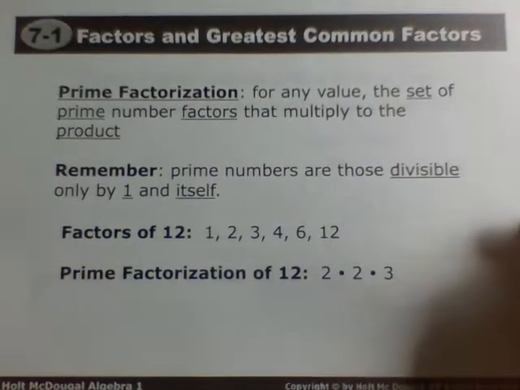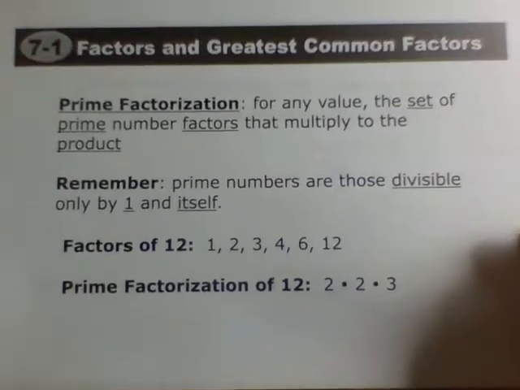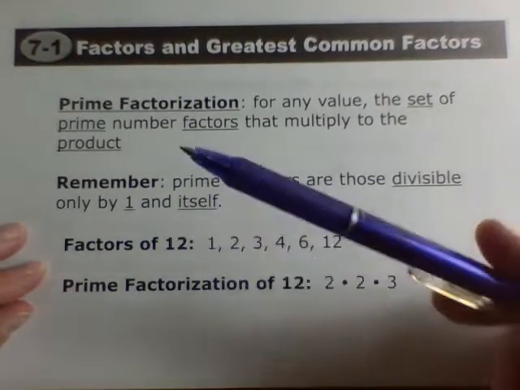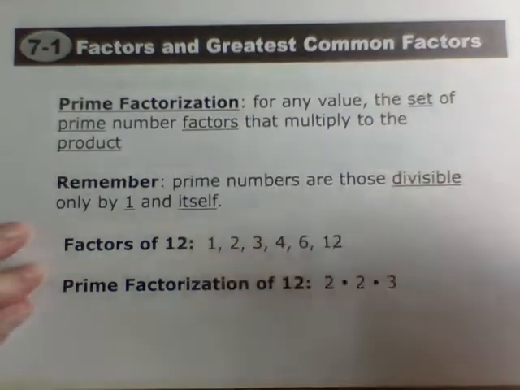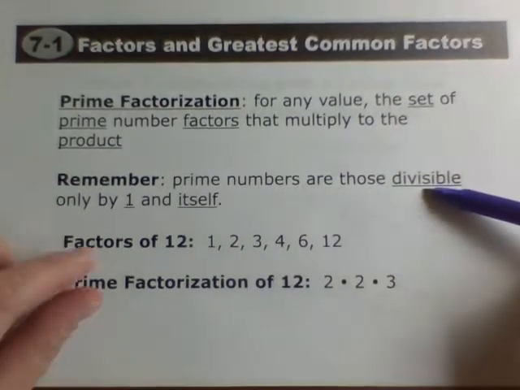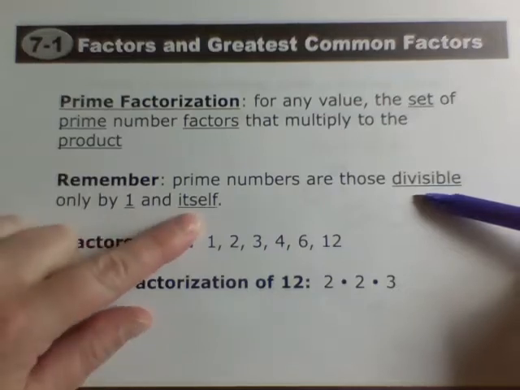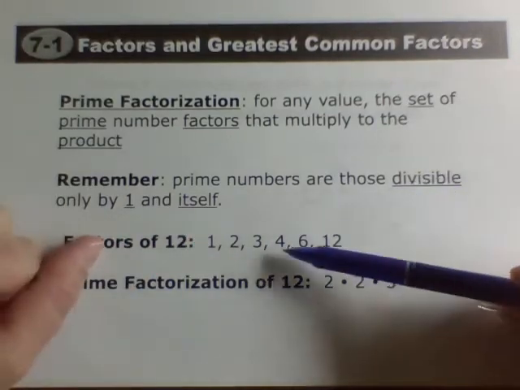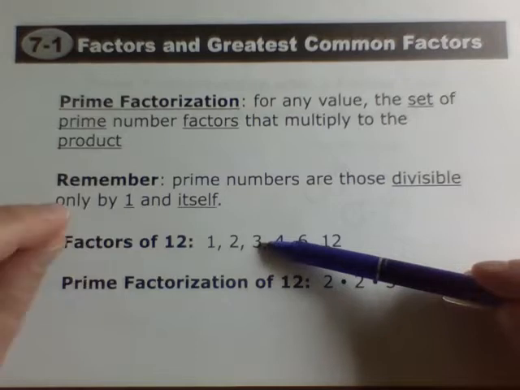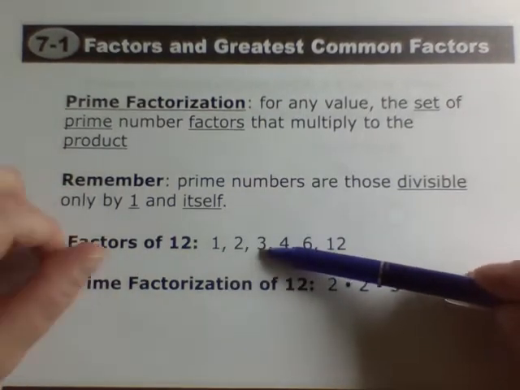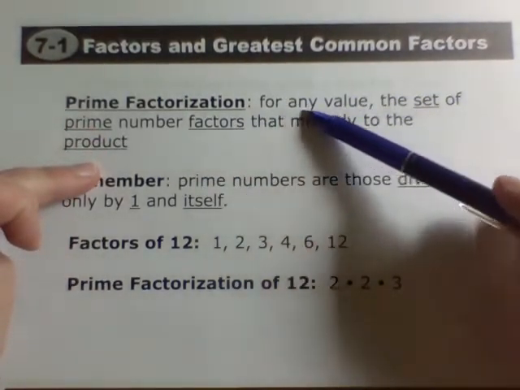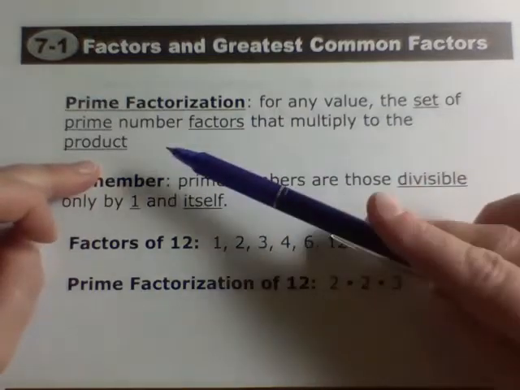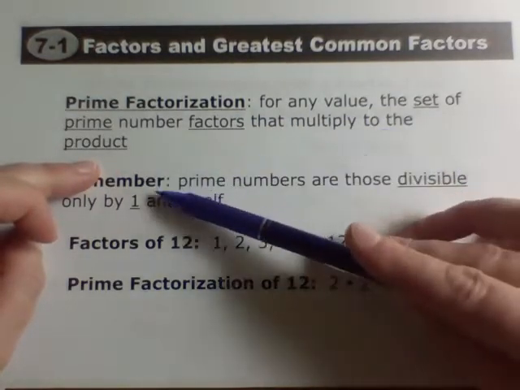So prime factorization for any value is the set of prime numbers. A lot of times when I reference prime, especially after this year, we tend to forget what that means. But remember that prime are numbers that are divisible by only one and itself. So for instance, the number 3 is prime, all right, because it can only be divided by the number 1 and then itself, 3. So anyway, it's for any value, it's the set of prime number factors that multiply to be the product.